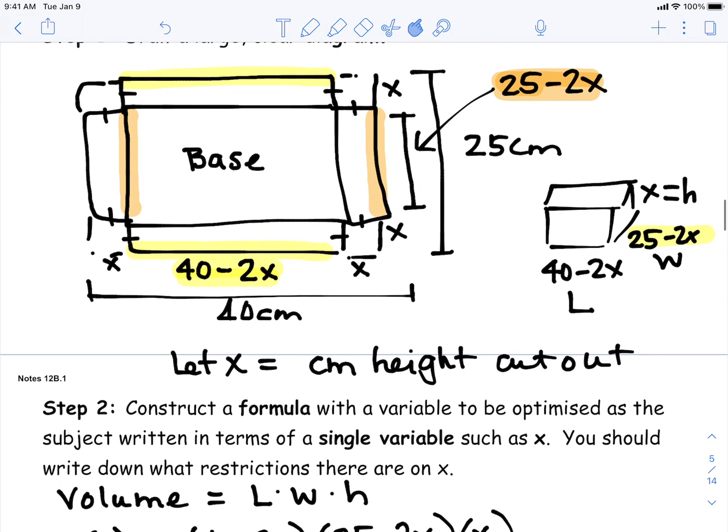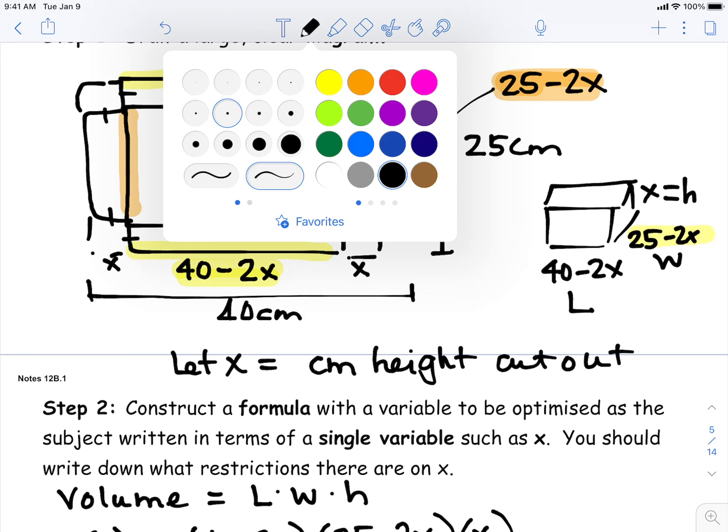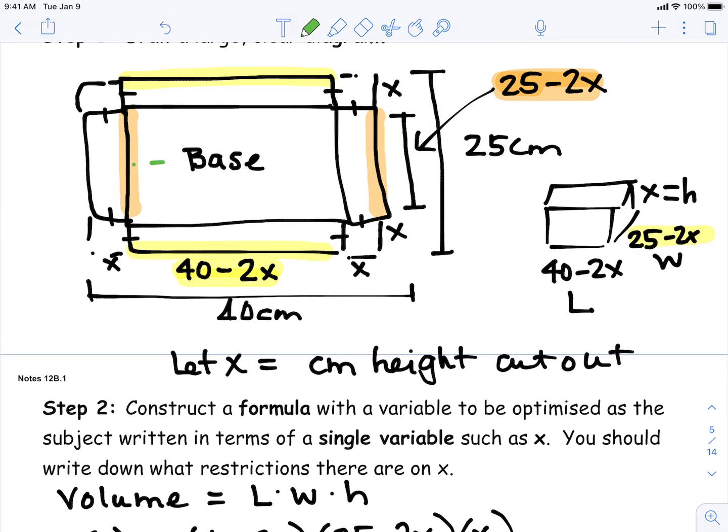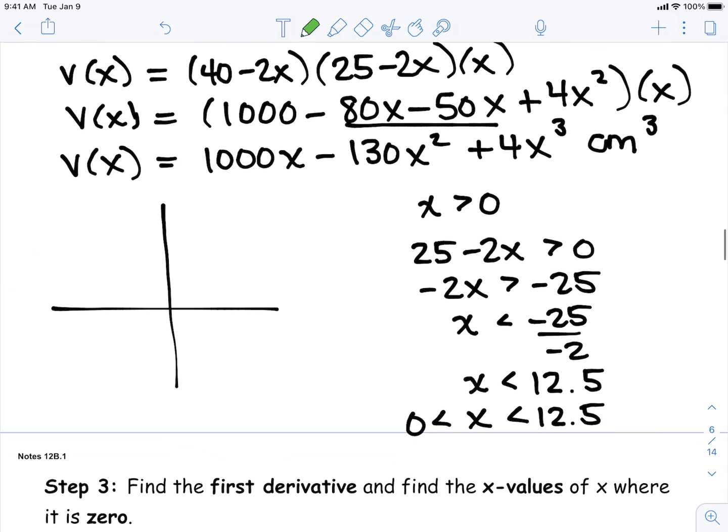Let's go back up. If we cut this piece of paper or tin in half, we'd have 12.5 here and 12.5 there. If we cut 12.5 off each side, it would go back to straight up flat. So that is our domain restriction.